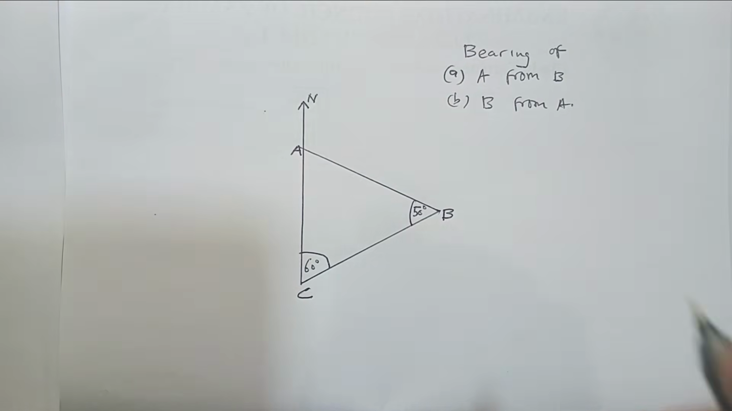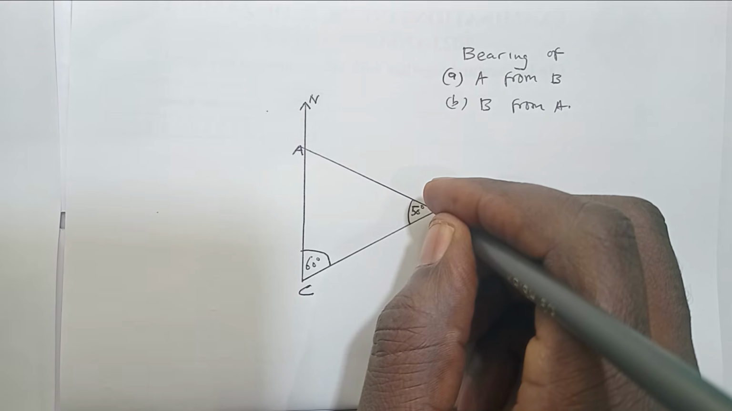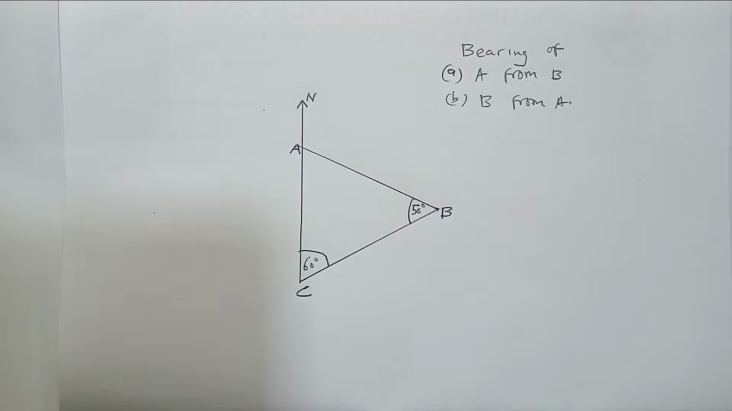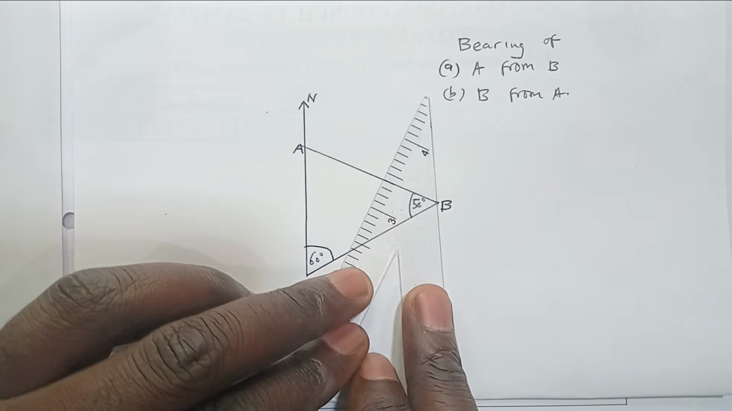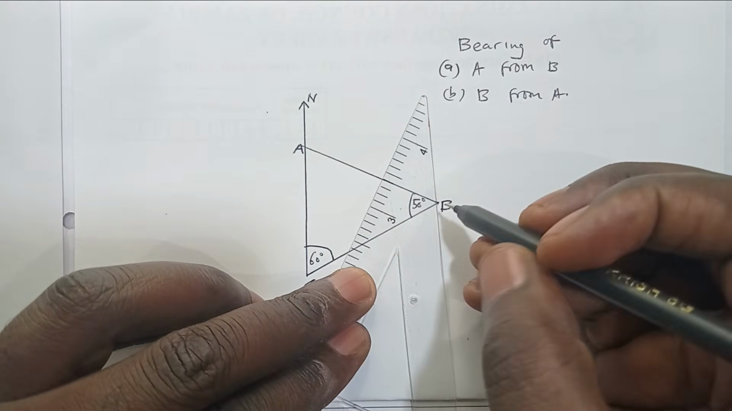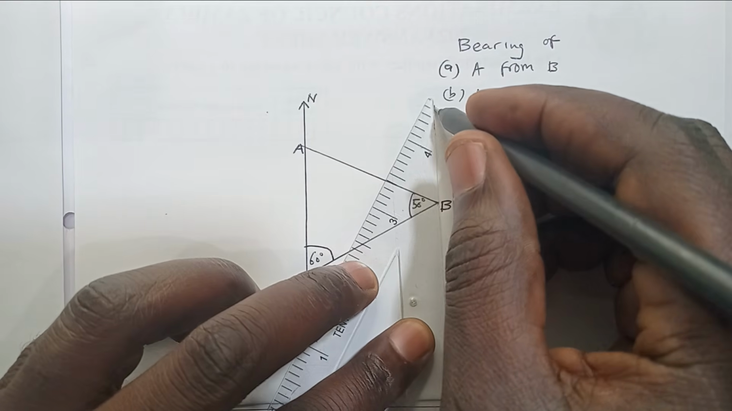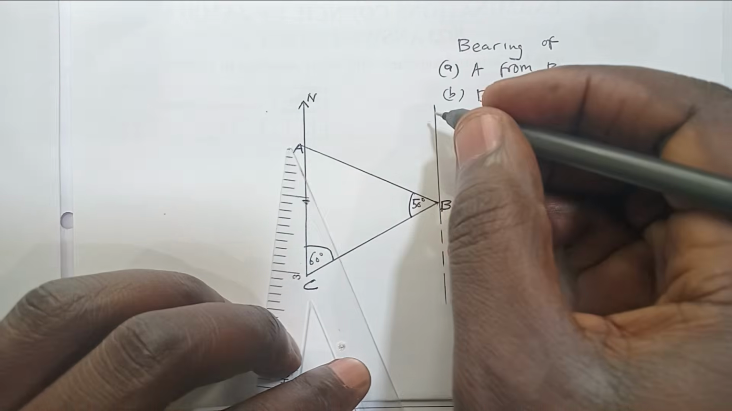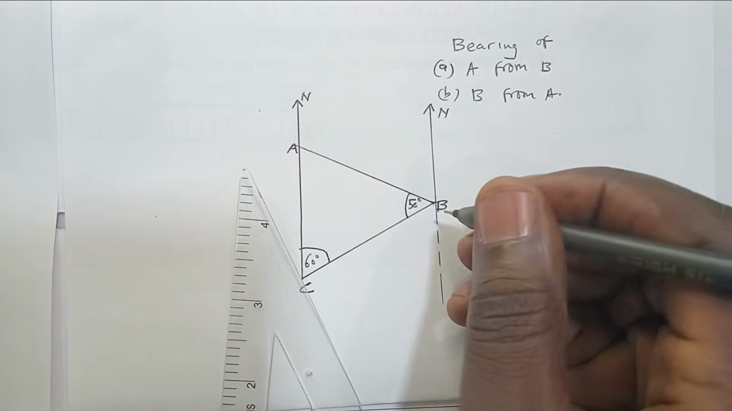Now, if we're going to measure from this point, we need to understand that we need to start from the north line. What we have here doesn't show the north line, so we are going to elect the north line. This north line should be parallel to the north line that we already have here. So I'm going to draw a north line coming from that end. It's going to come down like this. So this is the north line coming from where B is.